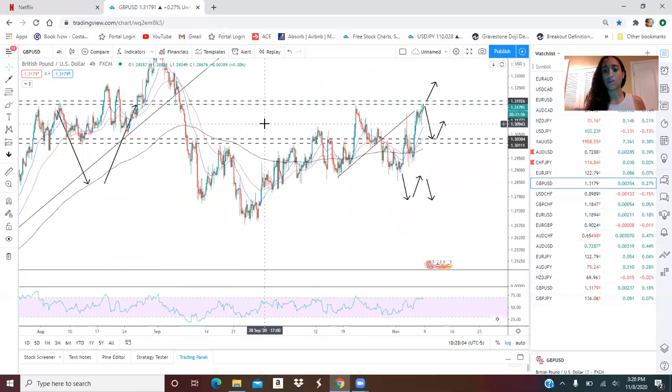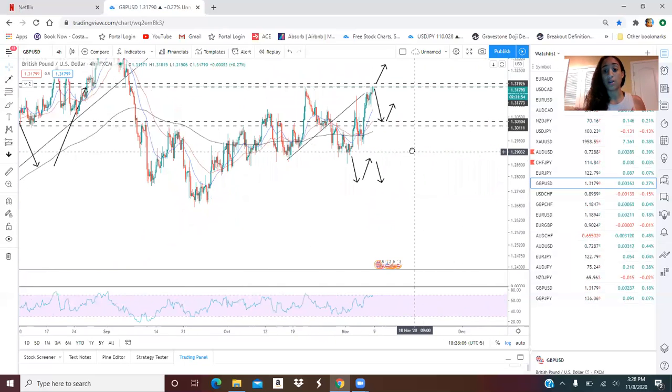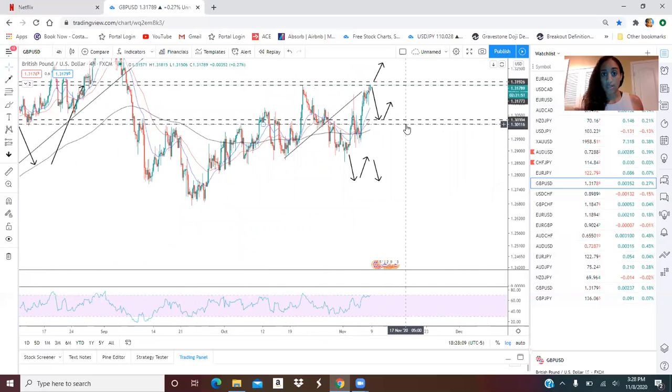And the Fibonacci levels are so important to me as a trader. Not every trader trades with the Fibonacci. Everyone has their own style. This is my style, and this is how I like to trade.